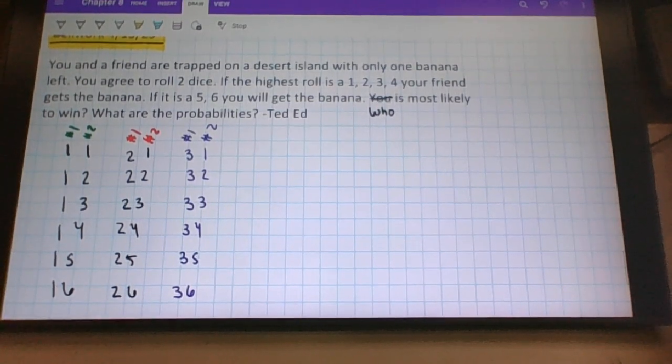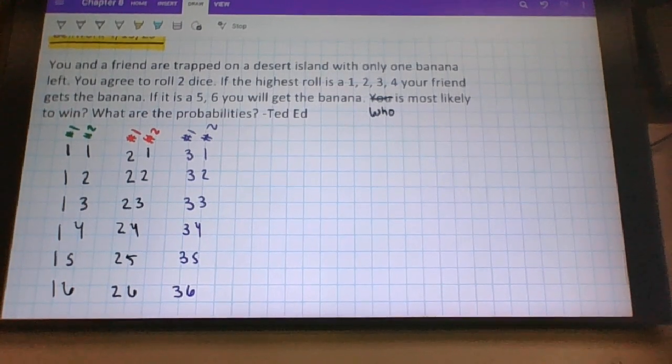Like I roll it once. I have my 2 dice. First I get a 1 and a 1. Another combination will be a 1 and a 2. My third possible outcome would be a 1 and a 3. My fourth possible outcome would be a 1 and a 4. My fifth would be a 1 and a 5. And my sixth would be a 1 and a 6.